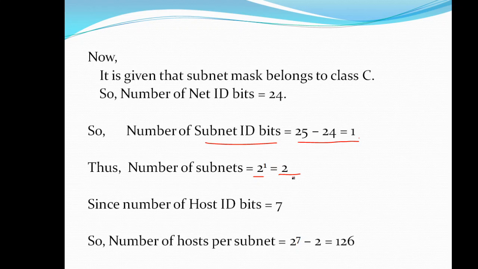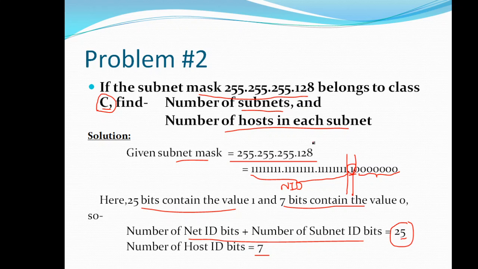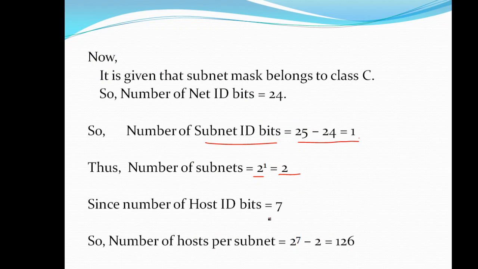Now we need to identify the number of hosts in each subnet. So one bit is already borrowed from the host ID part, so the remaining 7 bits are there. So with the help of these 7 bits, we can form 2 power 7 minus 2 hosts that can be configured in that particular subnet. Okay, so 2 power 7 minus 2 is 126.